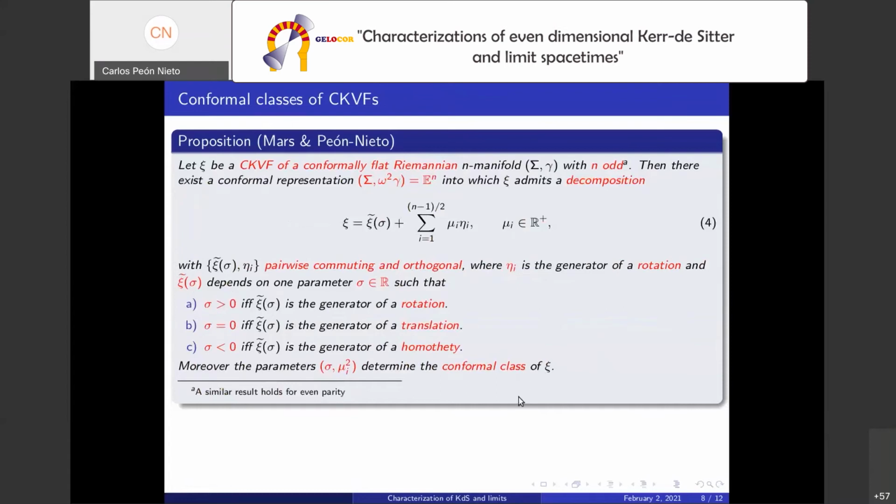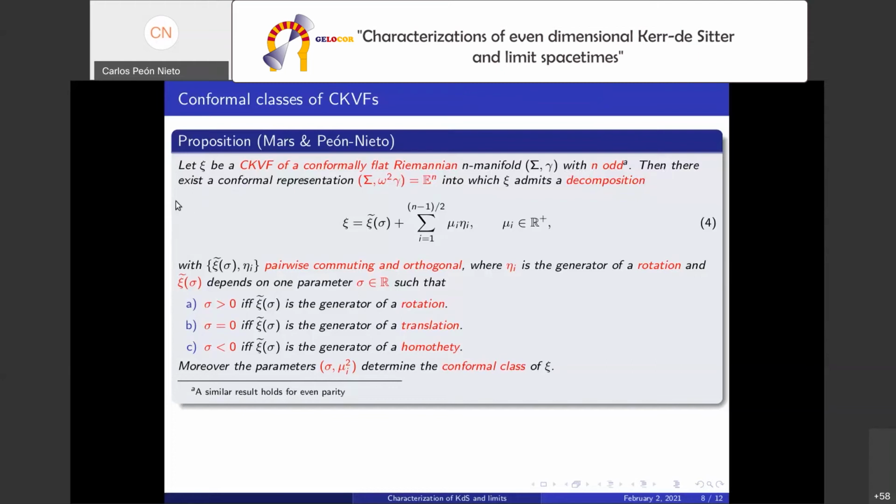So now let me give you a classification of conformal classes of conformal vector fields. This we have done in arbitrary dimensions for odd and even parity, but I'm going to discuss just the odd parity case because it's the one we are discussing in more depth. So let psi be a conformal Killing vector field of a conformally flat Riemannian manifold with n odd.